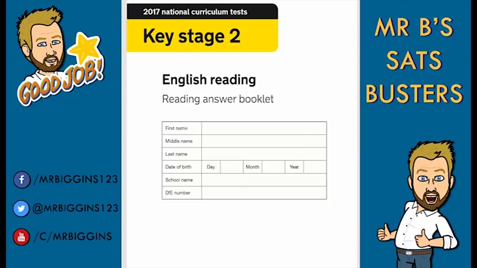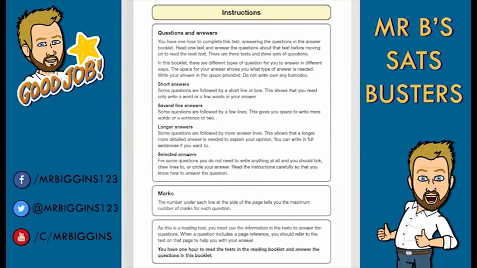So let's get started. With tests, I don't normally go over the instruction pages because I think you can go through them and have a look yourself. But I'm going over them in this test, mainly because it is the reading test, and I want to explain how I would suggest that you go through it. At the very bottom of this instruction page, it says, as this is a reading test, you must use the information text to answer the questions. When a question includes a page reference, you should refer to that text on the page to help you answer. That's really important. Please, guys, use the book there and go to it.